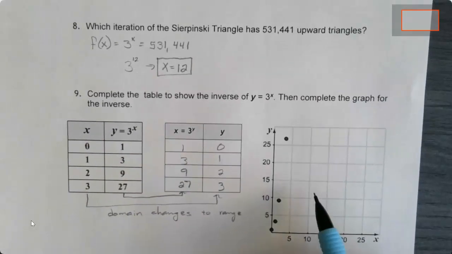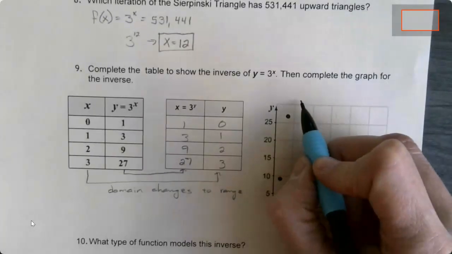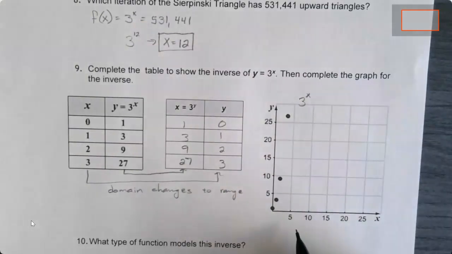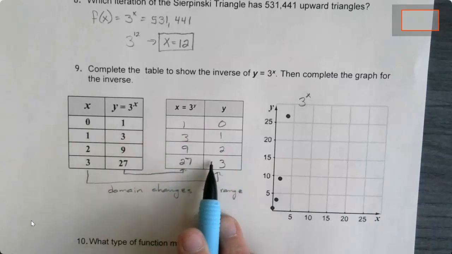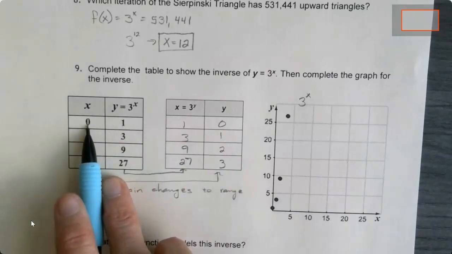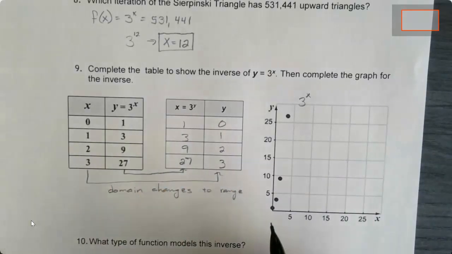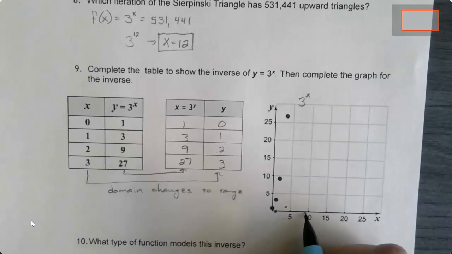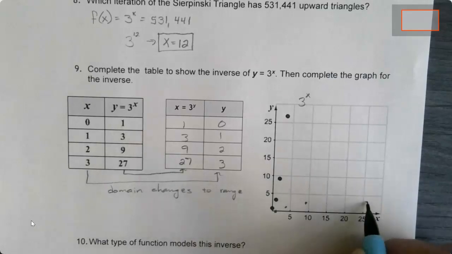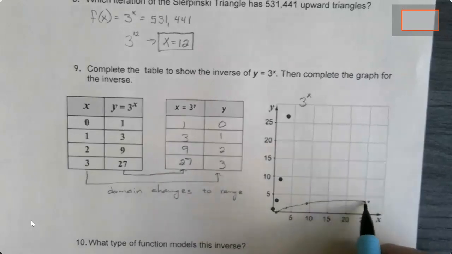We already have the graph here for the function 3 to the x. Now we're going to plot the ordered pairs that are in the inverse. Remember, they're just the ordered pairs that are on the left but switched. So now we have 1, 0, 3, 1, 9, and 2, 27, and 3. I'm going to go ahead and draw a line through those.